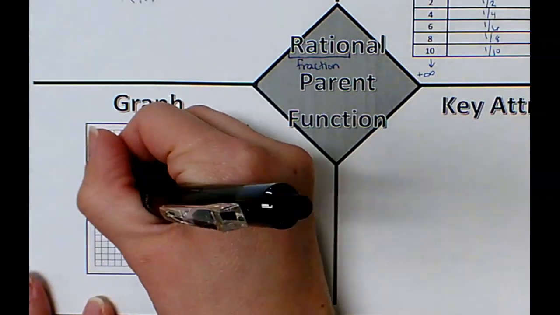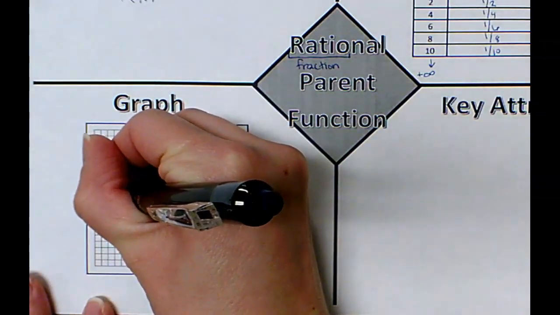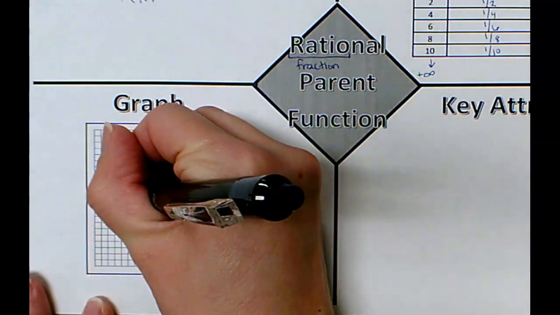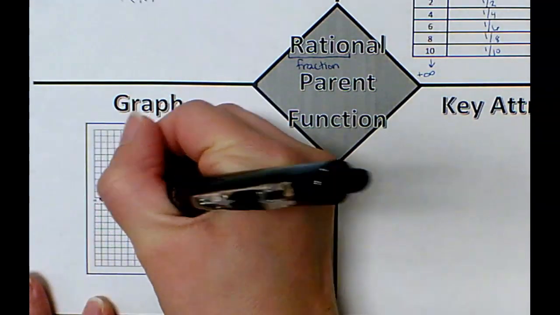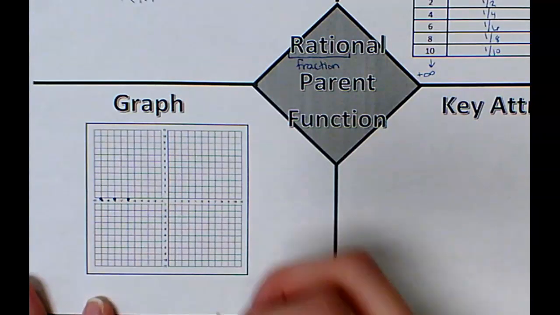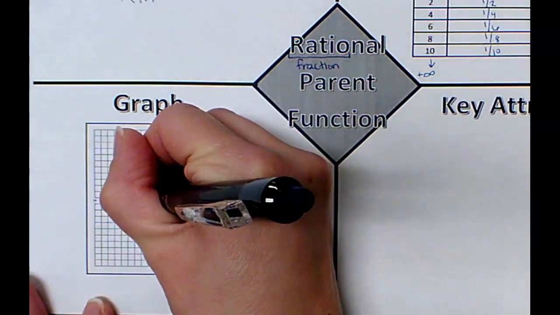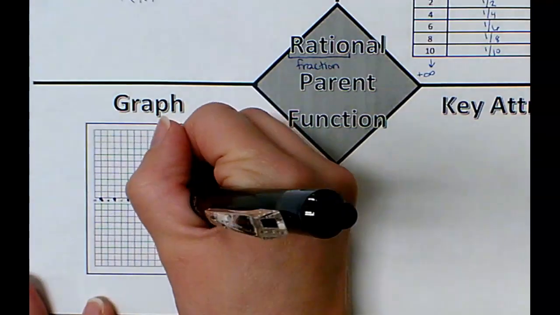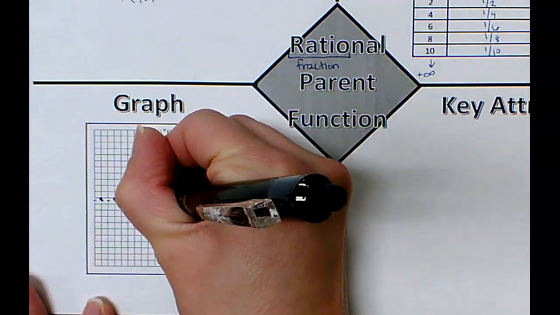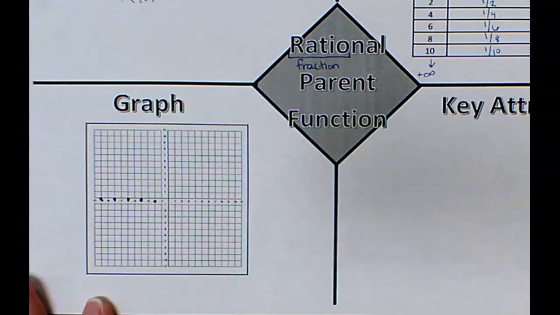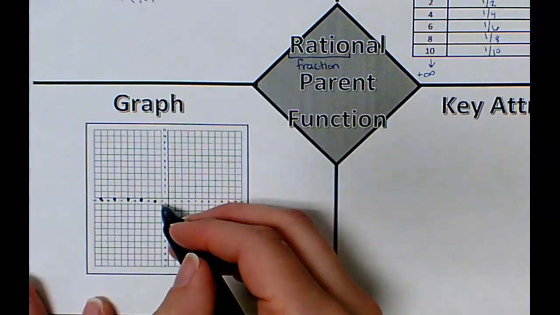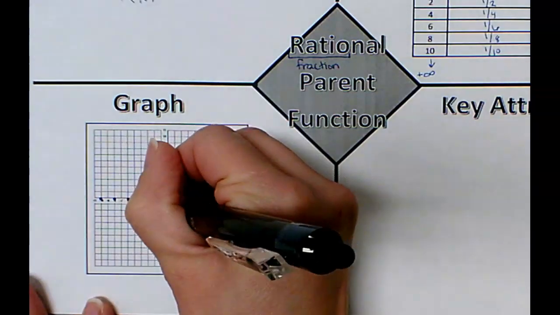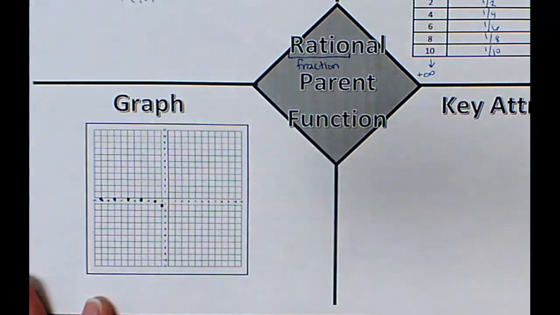So -8, -1/8, -6, -1/6, -4, -1/4, so that's kind of like -0.25, -2, -1/2, so that's right in the middle. If I had -1 and I put 1 over -1, I would have this point right here, -1, -1.